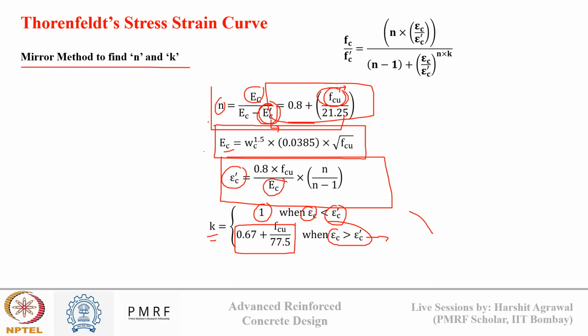For now, just remember that there are different relationships that help us derive the values of n and k, and the value of k is dependent upon where we want to calculate the strain. If we want to estimate the stress at a strain value lower than the ultimate strain, then the k value is taken as 1. And if I want to estimate stress at a strain value more than the ultimate strain, then the k value is calculated using this equation. Okay, and here FCU is the concrete cube compressive strength. So if we are given cylindrical compressive strength, we'll convert it into cube strength by multiplying by a factor of 1.25.